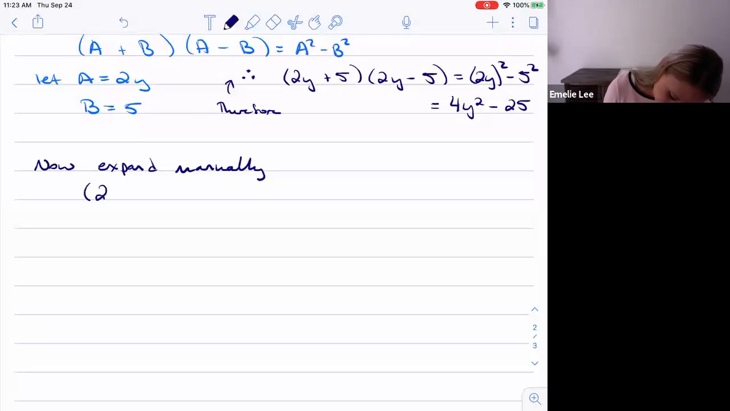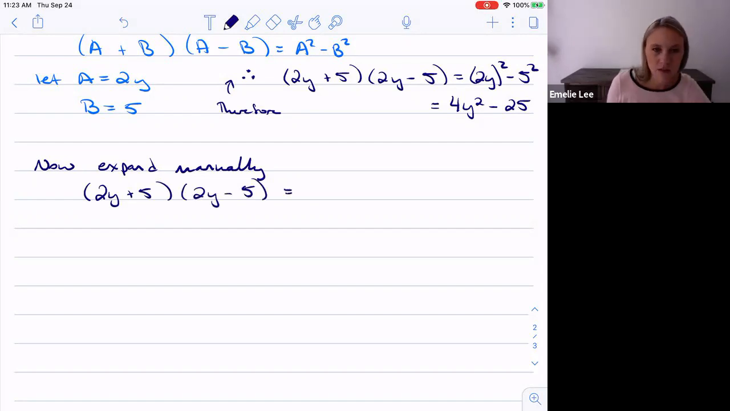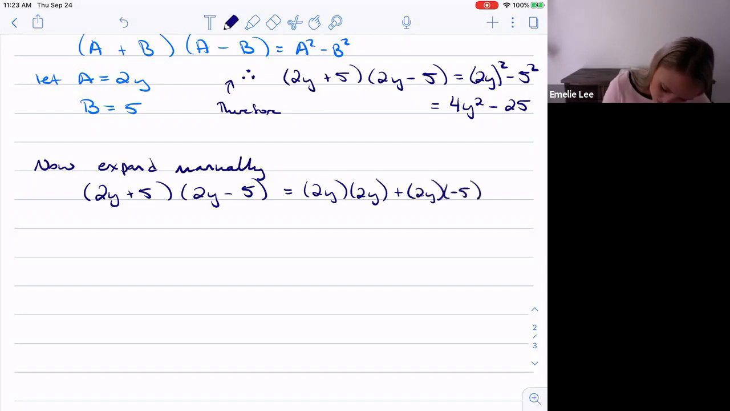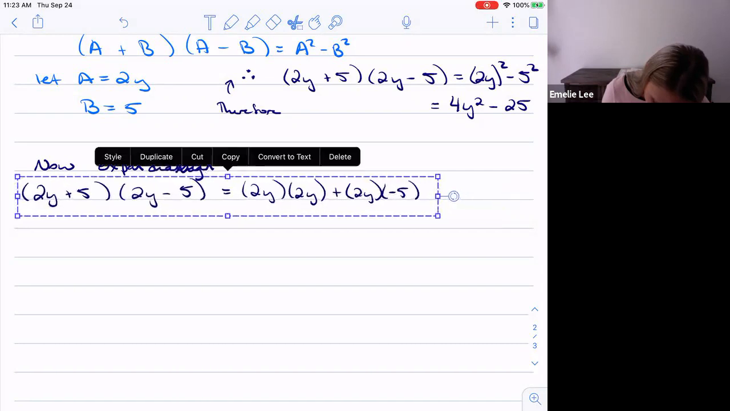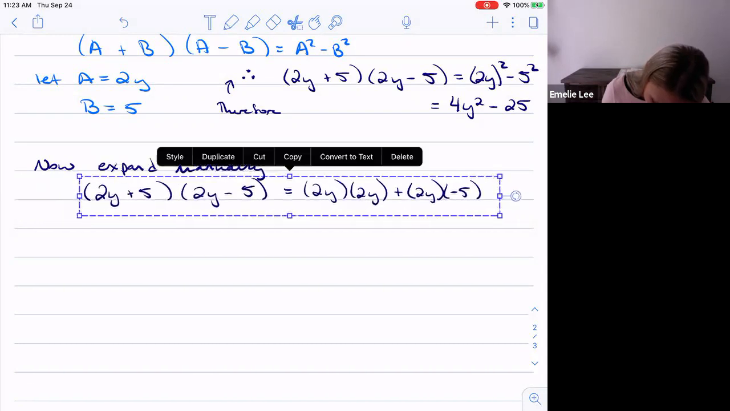So now, if I have 2y plus 5 times 2y minus 5, I'm going to expand this out. So I've got 2y times 2y, and then 2y times negative 5, so plus 2y times negative 5. Maybe I'll scoot this over so I can have it all on. Whee. Oh, that didn't work, did it?